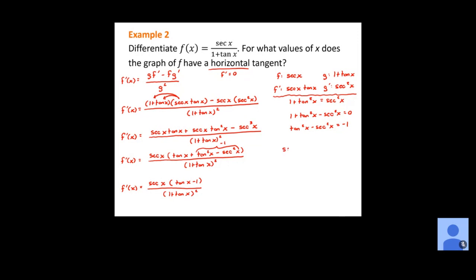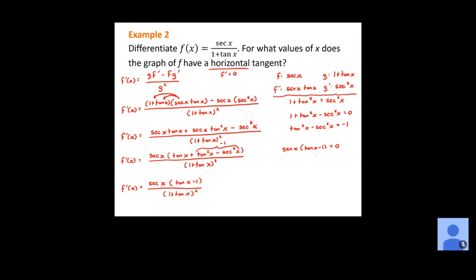So I'm just going to come over here and say, well, that means secant x times tangent x minus 1 needs to be equal to 0 now. And that's always going to be the case, right? If you've got a fraction, you can pretty much ignore the denominator unless there's a restriction down there that can't be part of your domain, then you'd have to consider it. But in this case, 1 plus tangent x all squared is always going to be positive. And so in this case, we should be okay.